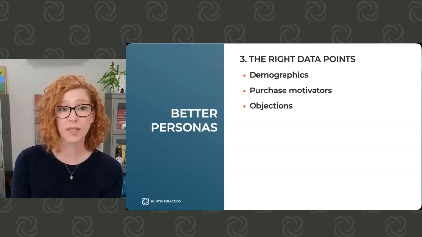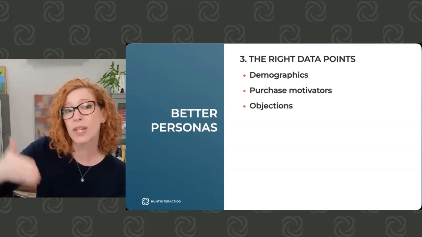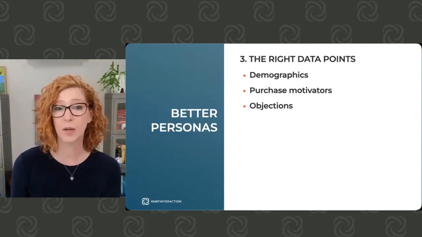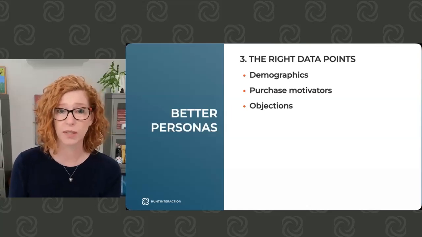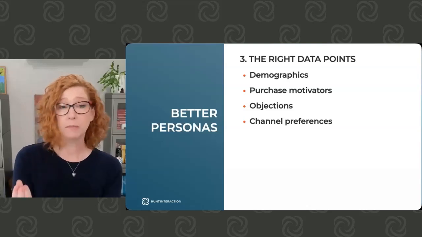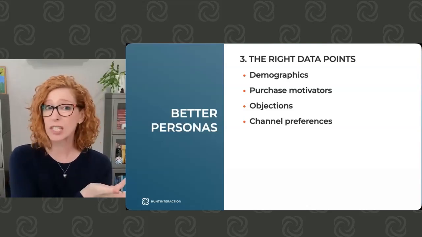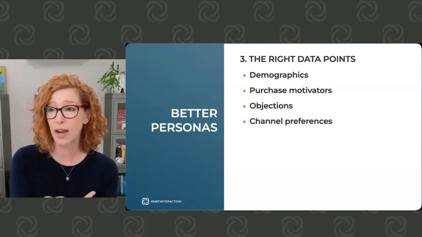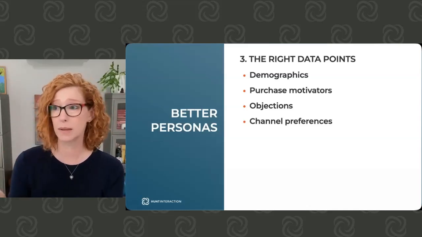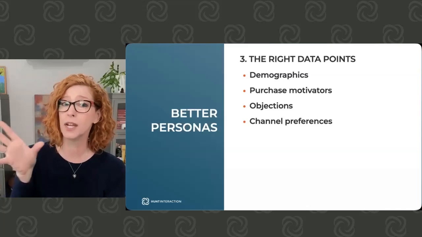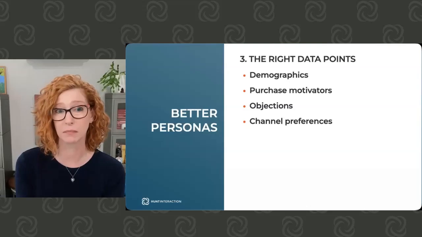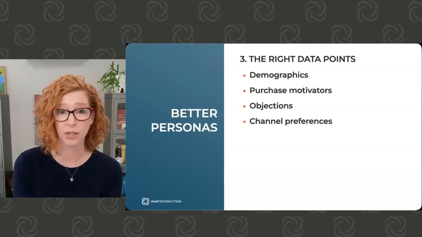Their objections to purchase. If you know what their objections are, you can address them proactively and help smooth along and speed up that sales process. Get in front of those objections. Channel preferences. Where do they spend time? It might be that you have a B2B audience that actually spends time on Instagram. It seems counterintuitive, like you need to be on LinkedIn. That's the prevailing advice, right? But what if your customer data says that they spend more time on Instagram than on LinkedIn? Maybe that's something you need to be paying attention to.